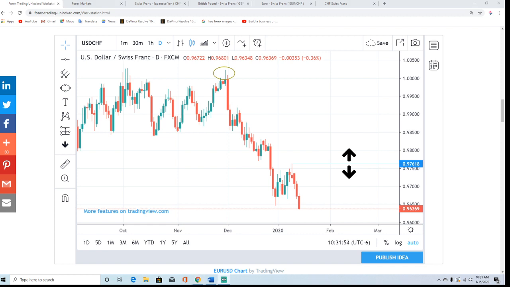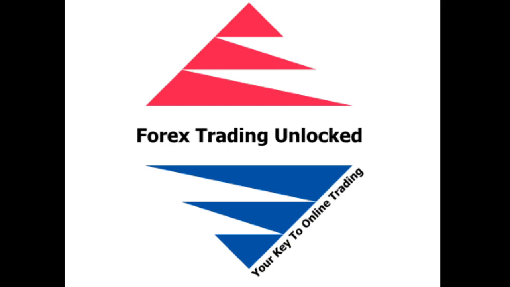If you're a swing trader, a neutral trader or a range trader, then I think you're going to have a field day in the British pound and the euro over the next 2 weeks.